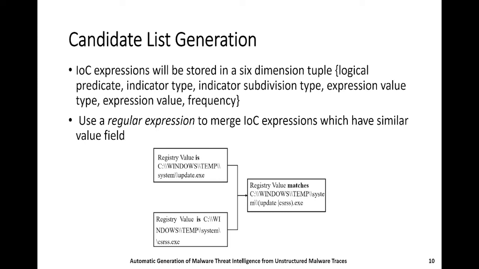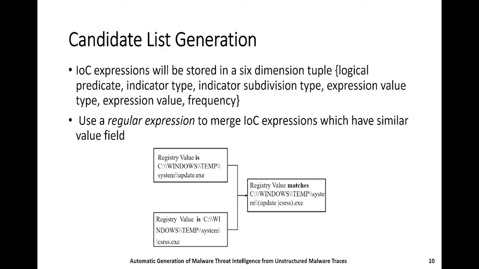For a specific type of malware, we build a candidate list which gathers all the IOC expressions extracted from malware traces. IOC expressions will be stored in a 6-dimension tuple which contains logical predicate, indicator type, indicator subdivision type, expression value type, expression value, and its occurrence frequency.